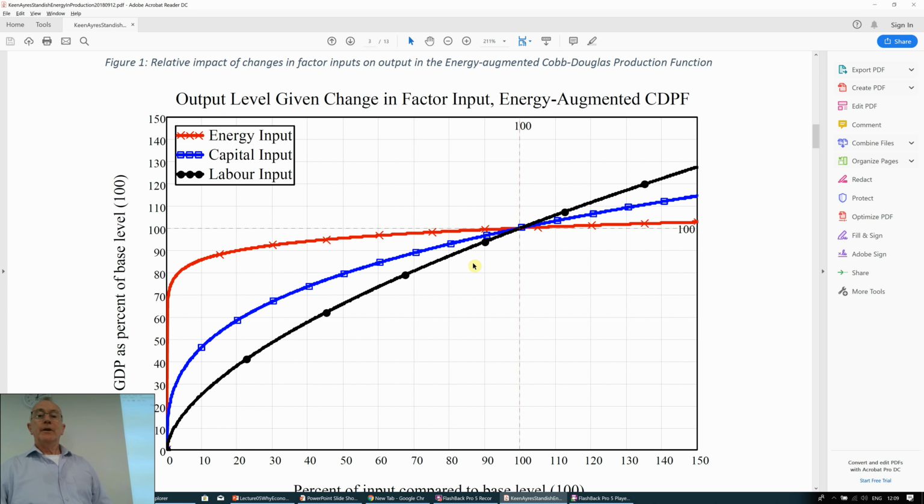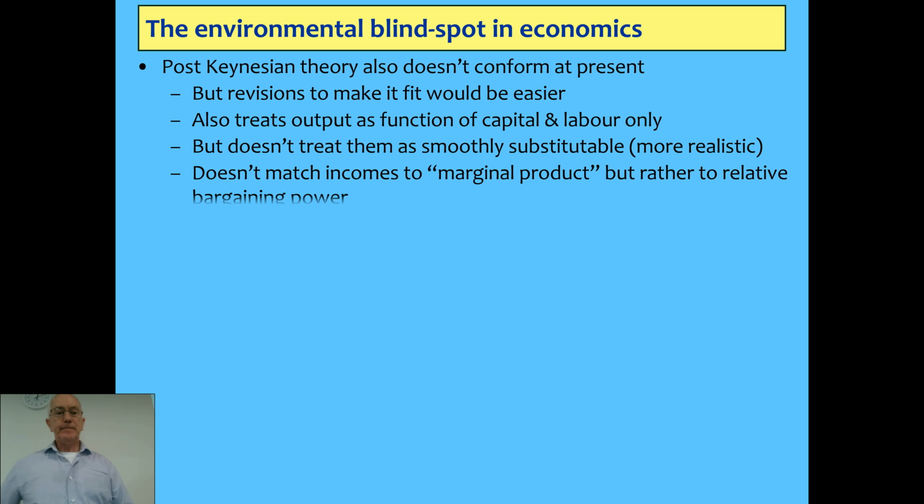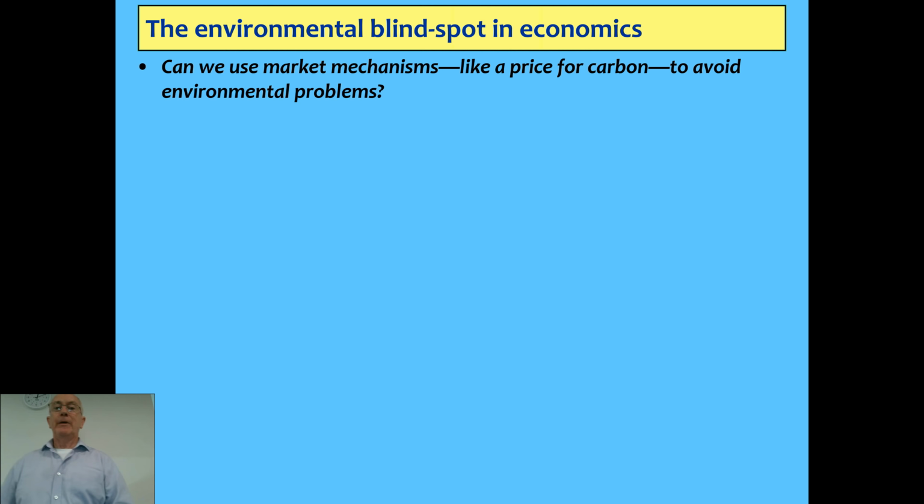Okay? Where they say a change in labour, if you had a 10% fall in labour, you'd have an 8% fall in output because you'd be substituting machinery and energy for labour. That's not quite so absurd, but energy by far is far more important than their model makes it appear to be. So what you get is a relative bargaining power argument, and that makes more sense.